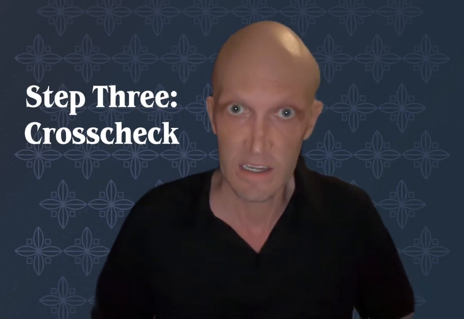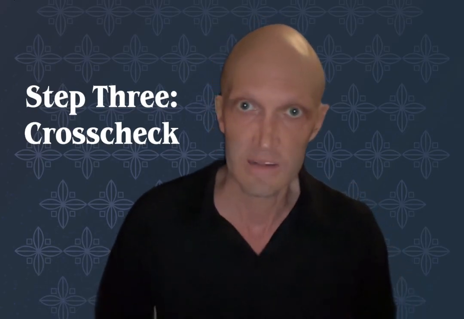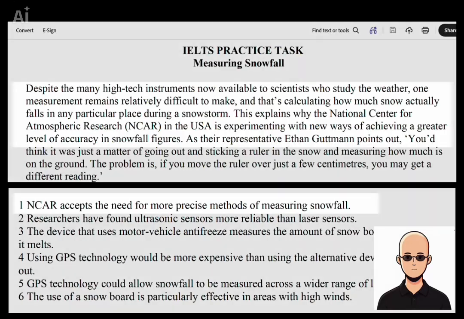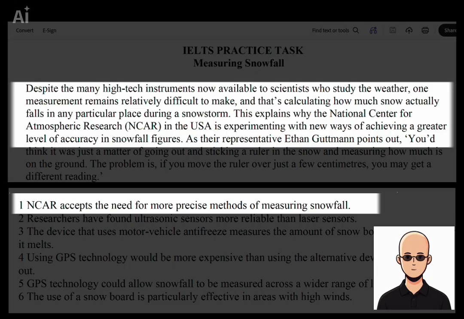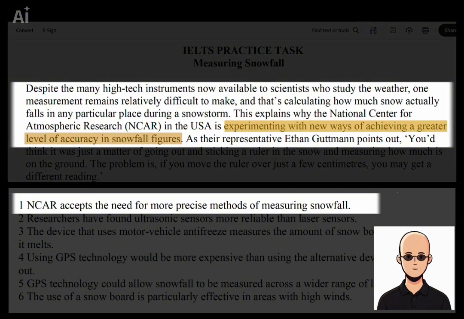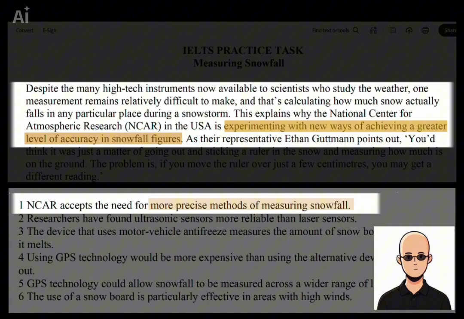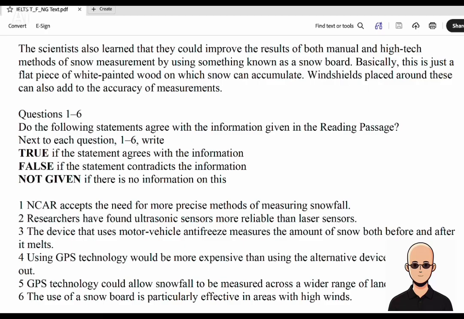Step 3, cross-check if they match. Here we have to summarize in our own words. Sentence 1 says measuring snowfall is difficult, and this explains why NCAR is experimenting with new ways of achieving greater accuracy in snowfall figures. So this lines up with the statement: NCAR accepts the need for more precise methods of measuring snowfall. In other words, NCAR accepts that measuring snowfall is difficult, and therefore they are trying to find more precise methods of doing so. Therefore, the answer must be True.